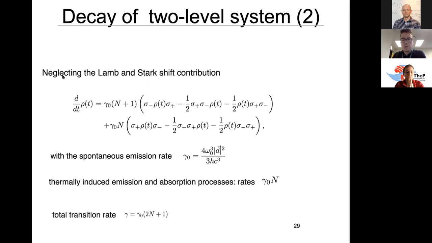Also just to note that in this expression, we have neglected the Lamb shift contribution, the term that was contained within the Hamiltonian generating the unitary time evolution of the system. And in this expression, we've also dropped the S label on the reduced density matrix of our open system. So here, this is just the reduced density matrix of our two-level system.